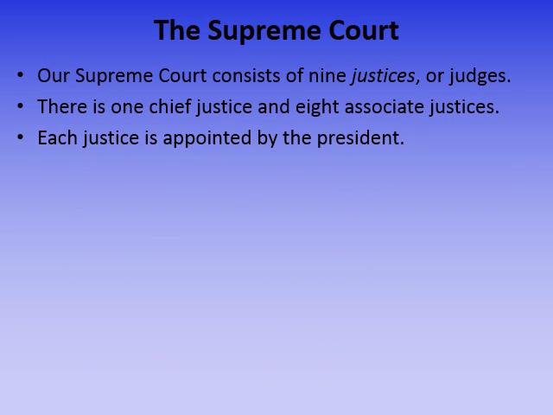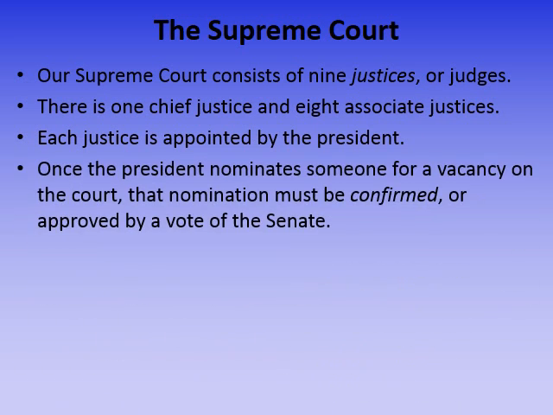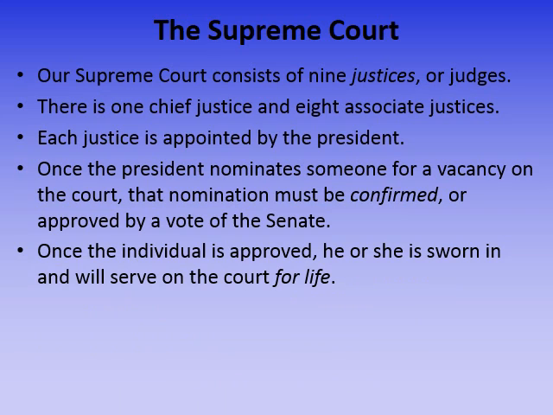Each justice gets on the court after they are appointed by the President of the United States to serve. Once the President nominates someone for a vacancy on the court, that nomination isn't automatic. It has to be confirmed or approved by a vote of the Senate, which we saw earlier. The Senate has the power to confirm or not appointments that the President makes to high up government jobs, and this is certainly a very high-level job. Once that individual is approved to serve on the court by the Senate, he or she is sworn in and then will serve on the court for life.